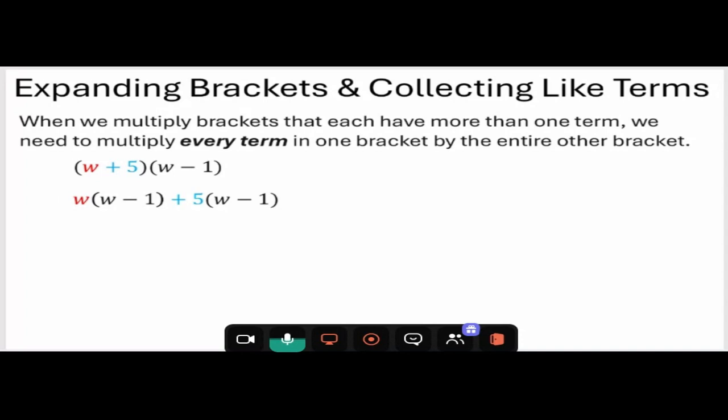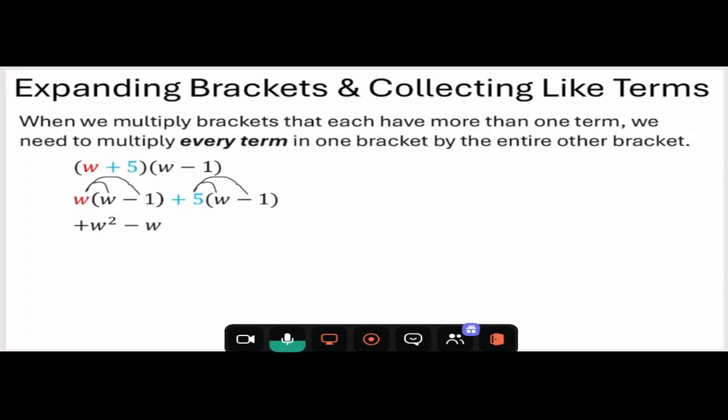So we take everything in the first bracket and multiply it by the entire second bracket. Now it's a question that we know how to do, right? Multiply the w through the first bracket. W times w is w squared, and I did throw the positive in there just in case. W times -1 is negative w.